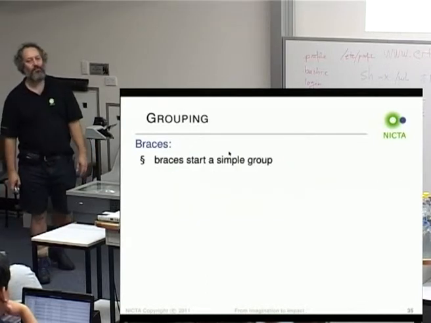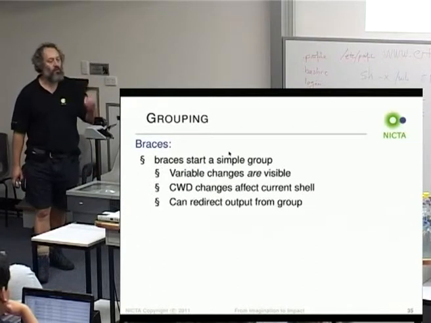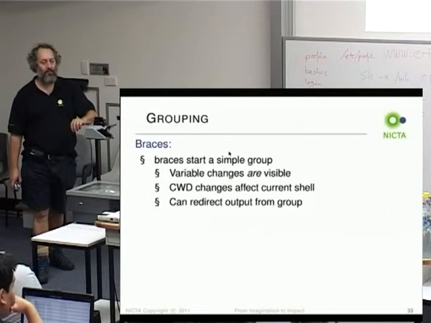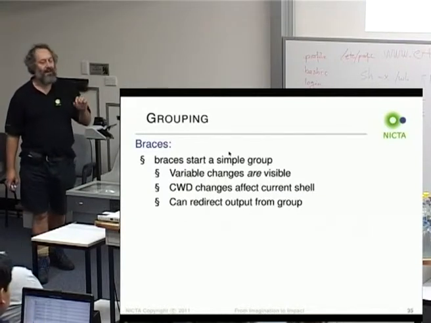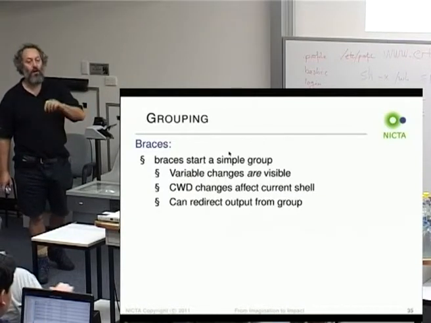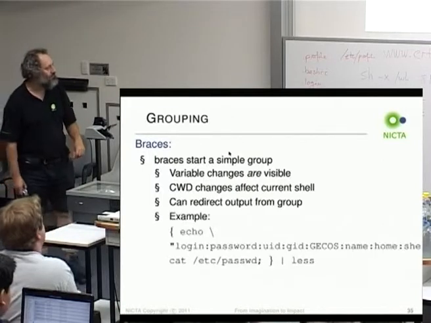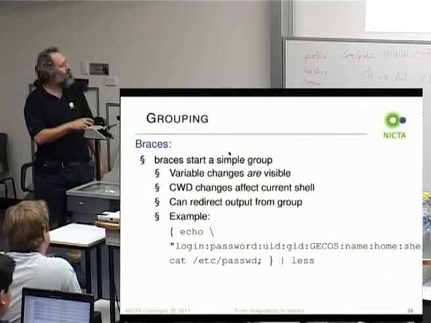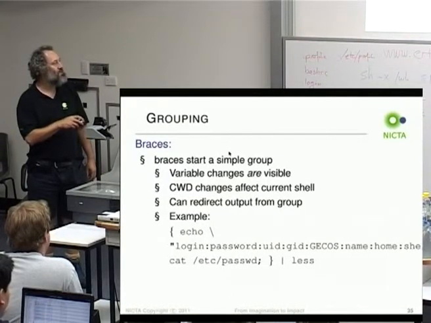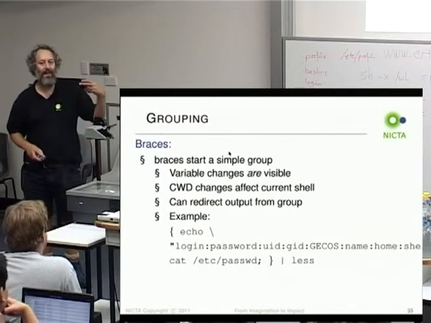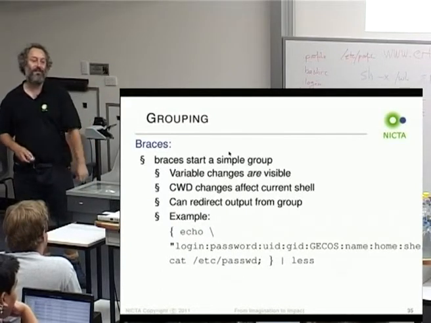Braces start a simple group. Again, you can redirect the whole lot as a group. Variable changes within there will be visible. And current working directory changes, that is cd, will also be visible. So here's an example. We'll echo that, and then cat /etc/passwd and pipe the result through less. Sorry, it split off the end of the line. Basically, what we're doing here is we're adding a header to the contents of /etc/passwd.